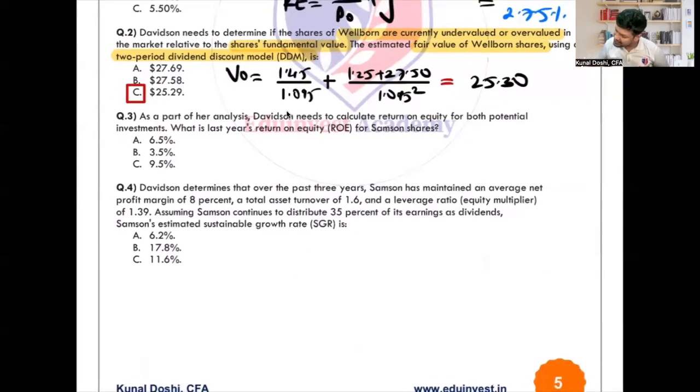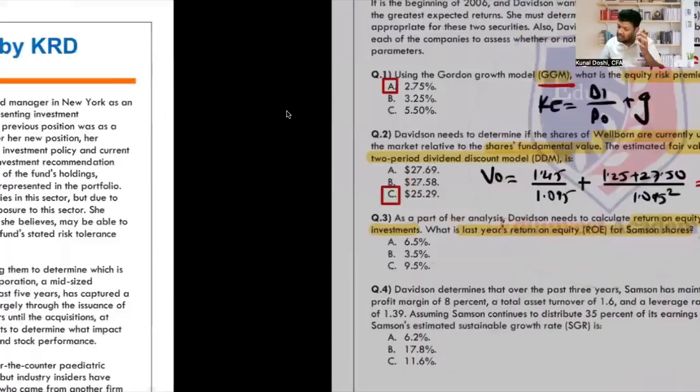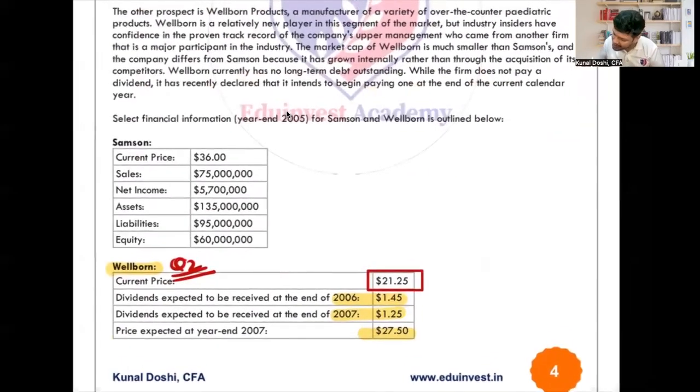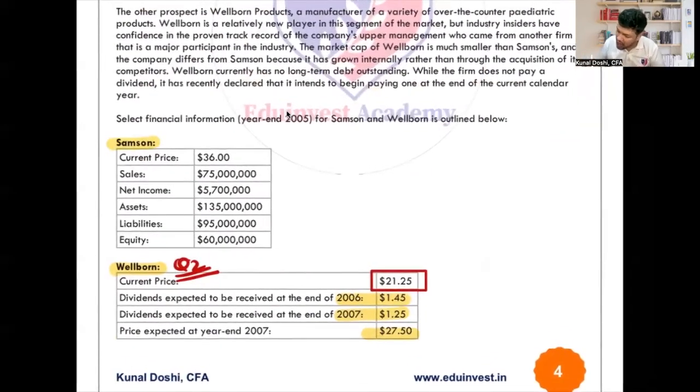As part of our analysis, Davidson needs to calculate return on equity for both potential investments. What is last year's ROE for Samsung shares? So I have to go for Samsung and find the ROE. This is what is going to be my question number 3. ROE. Guys, ROE is simply net income over total equity, isn't it? Do you have net income? Yes. Do you have total equity? Yes.